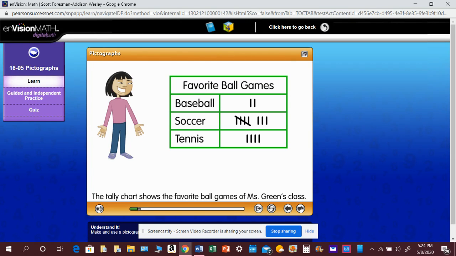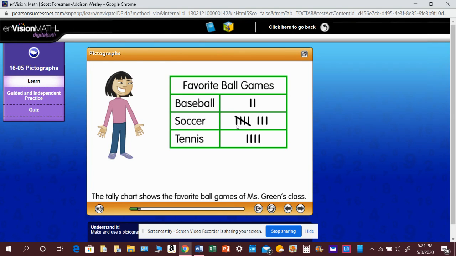So if we were in class today, we might ask how many people like baseball, how many people like soccer, how many people like tennis, and then we would count the raised hands and we would make tally marks. So let's just assume this is even our class. This is Miss Green's class. 2 children like baseball, and 8 children like soccer, and 4 children like tennis.